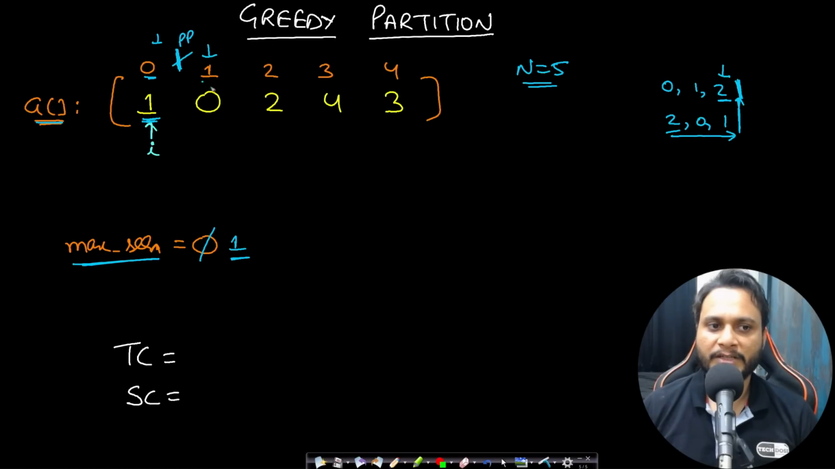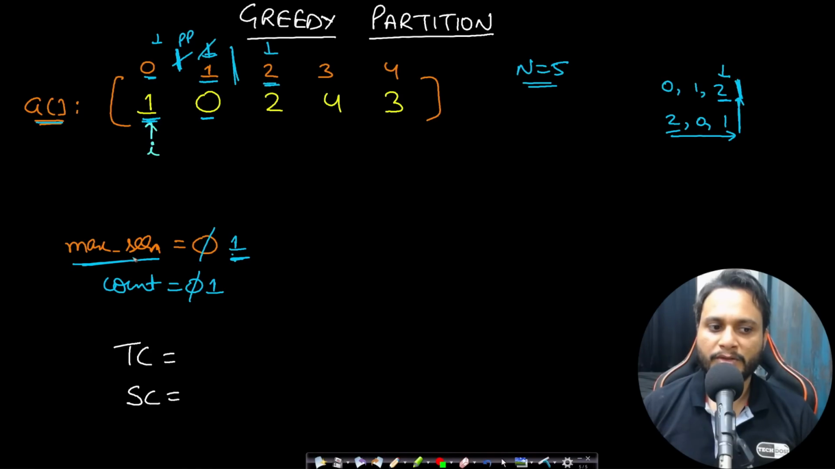Now when you move to the next point, you have 0. So the max seen will be the max of the max seen till now and 0, it will remain 1. Can I create a partition point between 1 and 2? Well, you have to check the index. The index is 1 and the maximum seen is 1. So yes, definitely you can create a partition. When you can create a partition, I can take a counter and increment it to a value of 1. This means that a block has been created.